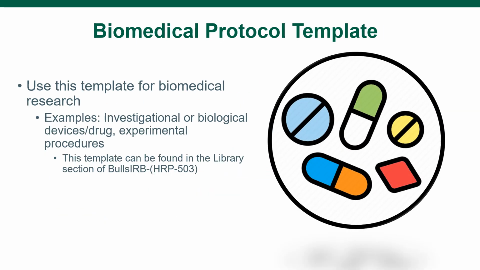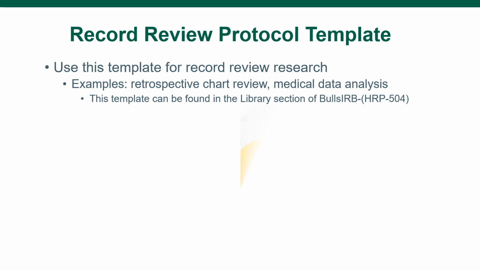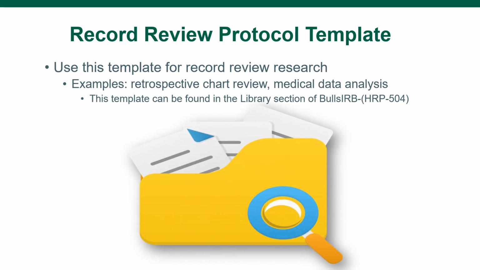Let's start with the biomedical template. Now, you will use this biomedical template for biomedical research, and this includes investigational or biological devices, drugs, experimental procedures. You will use the social behavioral research protocol template if you are doing behavioral observations, focus groups, interviews. You will use a record review protocol template when you're doing a retrospective chart review or medical data analysis.